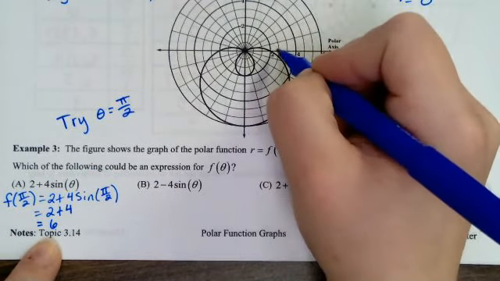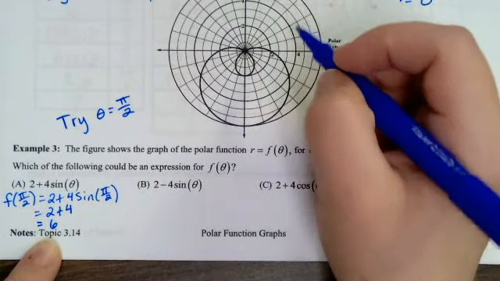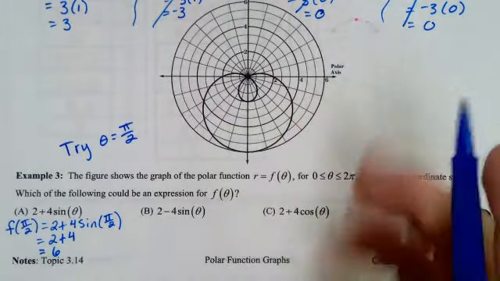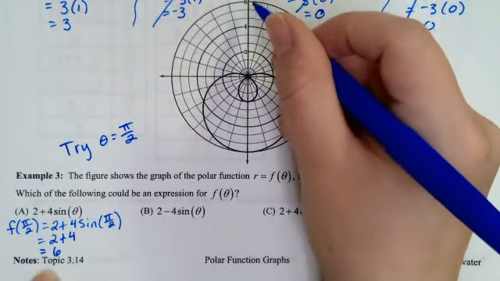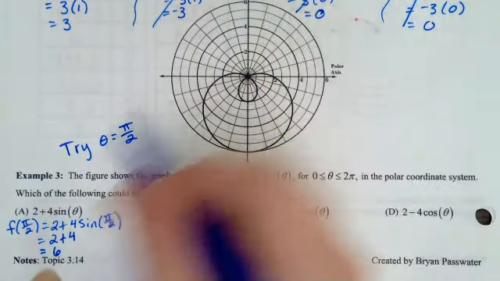Now pi over 2, that would have been here. 6 would have brought me all the way up to the top. I know that's off the screen a little bit, but that's not on the graph. Okay, pi over 2, 6 is way up here at the very top, and that's not part of my graph. Nope.